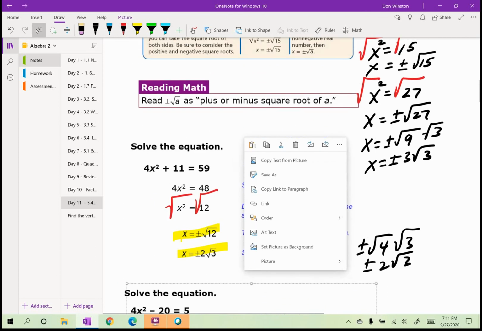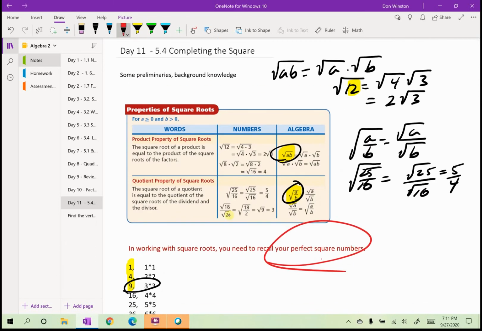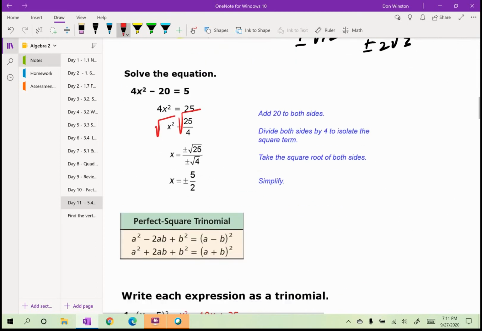And again, we're using this property here that I mentioned. The square root of a over b is equal to the square root of a over the square root of b. All right, let's continue on.